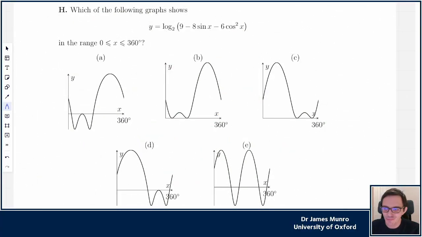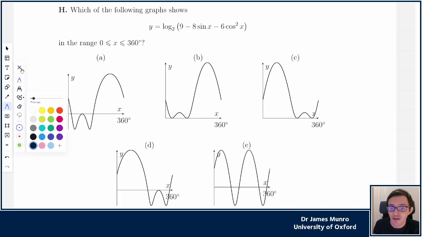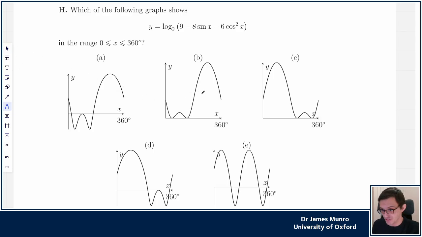Part h, we're asked which of these following 5 graphs is a graph of the function y equals log base 2 of 9 minus 8 sine x minus 6 cos squared x. It would be quite hard, I think, to sketch that from nothing, but luckily we've got 5 options. So I think I want to rearrange the function inside.